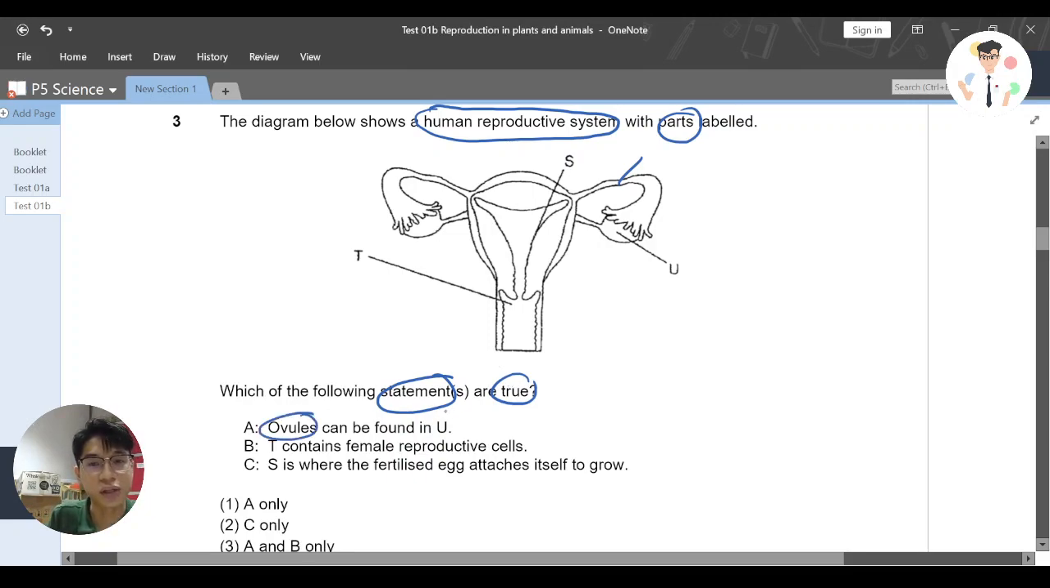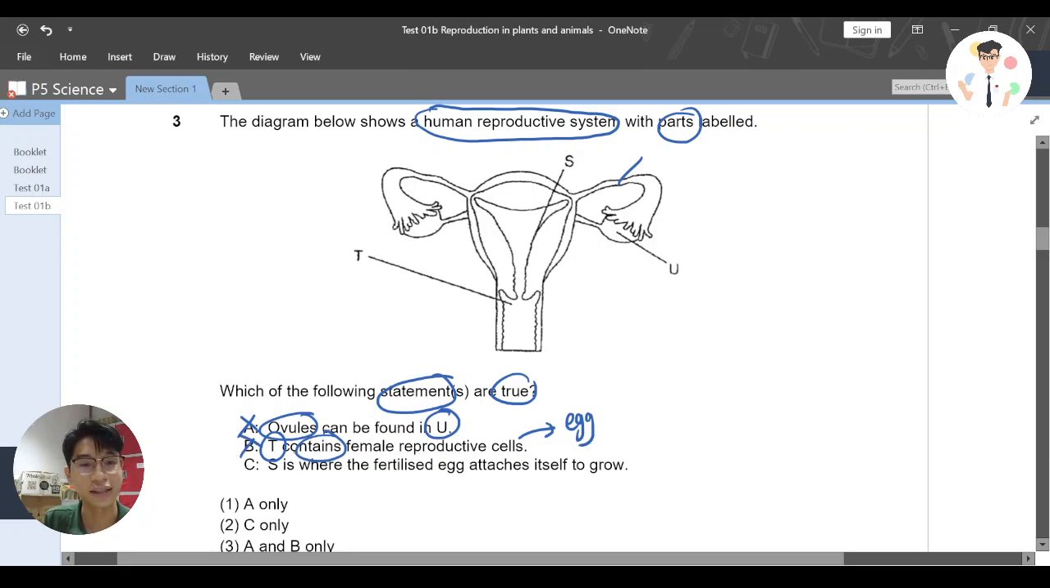A. Ovules can be found in U. Did we talk about ovules when we talk about the human reproductive system? Seems like not really, right? We talk about ovules only in plants, because ovules develop into seeds in plants. So this is no. B. T contains human reproductive cells. We know that the female reproductive cell is the egg cell. Does it contain? Not really, right? Okay, T is the vagina.